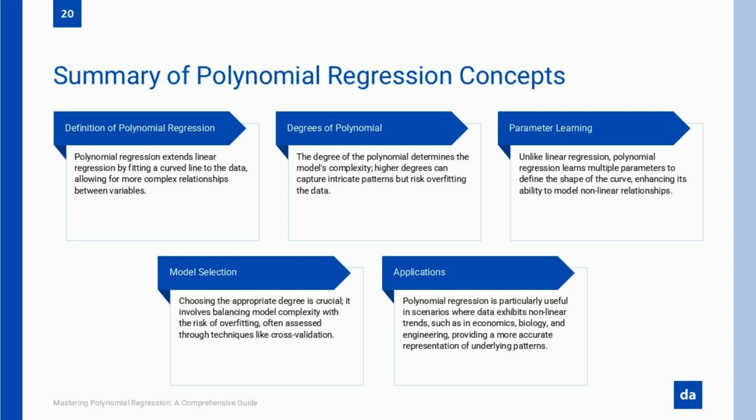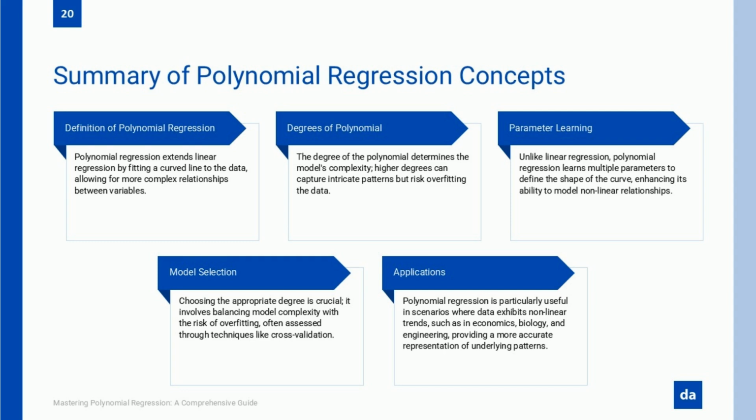Selecting the appropriate polynomial degree is crucial for model performance. A polynomial that is too simple, low degree, may underfit the data, failing to capture important trends, while a high degree polynomial may overfit, capturing noise rather than the true pattern. Techniques such as cross-validation help find the optimal balance by testing different polynomial degrees and ensuring the model generalizes well to new data.